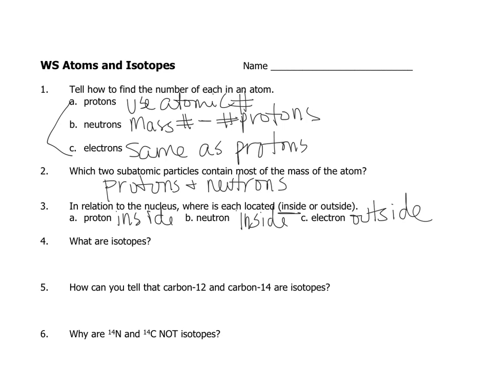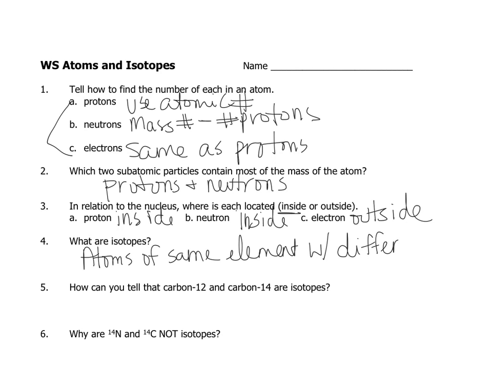Isotopes. So an isotope, or isotopes, are atoms of the same element with different numbers of neutrons. So you keep the same element, the protons stay the same, but the neutrons change. So same element, but they're called isotopes of the same element.